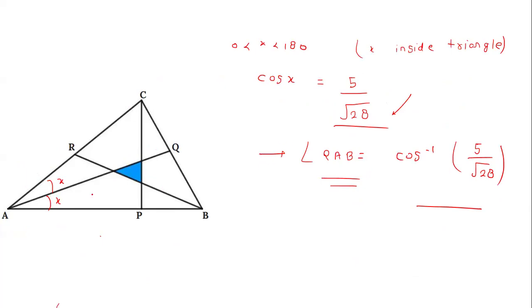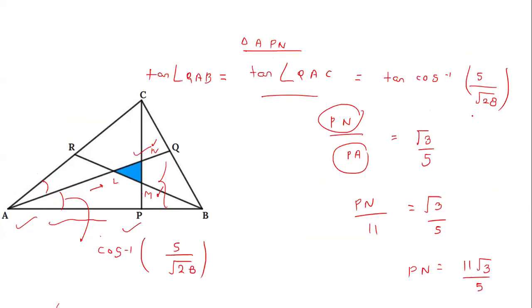Like here you can see that angle QAB we calculated. Angle QAB is cos inverse of 5 by root 28. So tan of angle value we put as cos inverse of this, and if you calculate tan cos inverse of this angle, it will come root of 3 by 5. You can calculate yourself. Now we know this PA value as 11, so we can put this here, and from here we can calculate this PN value, and it will come 11 root 3 by 5.